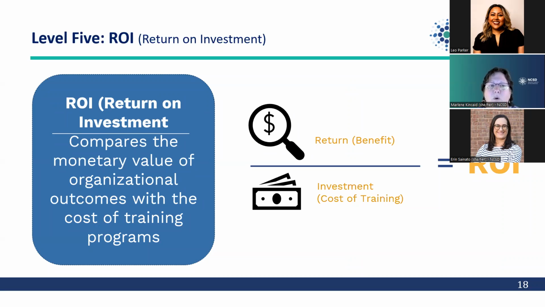So what we do is we take the return and the benefit and we divide it by the investment or cost of the training. So in this case, we take $100,000, divide it by $50,000, and we end up with 2. In other words, for every $1 that we spent on the training program to develop it, we had a $2 return on investment. This means, again, that we have value in the training program.